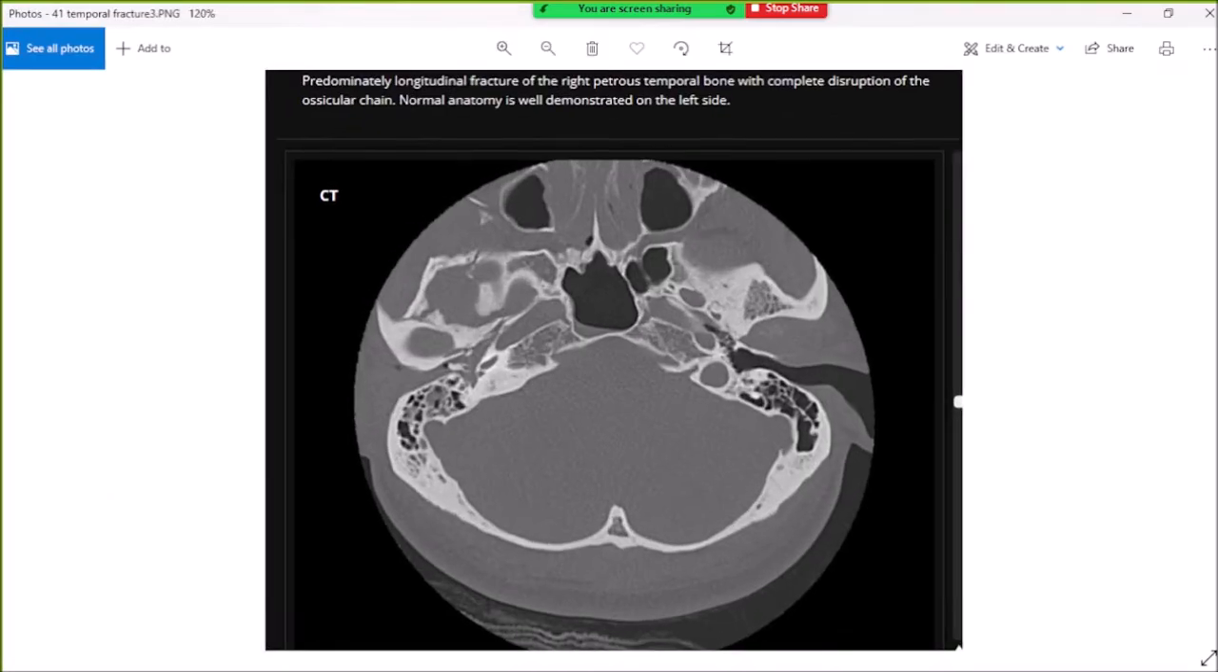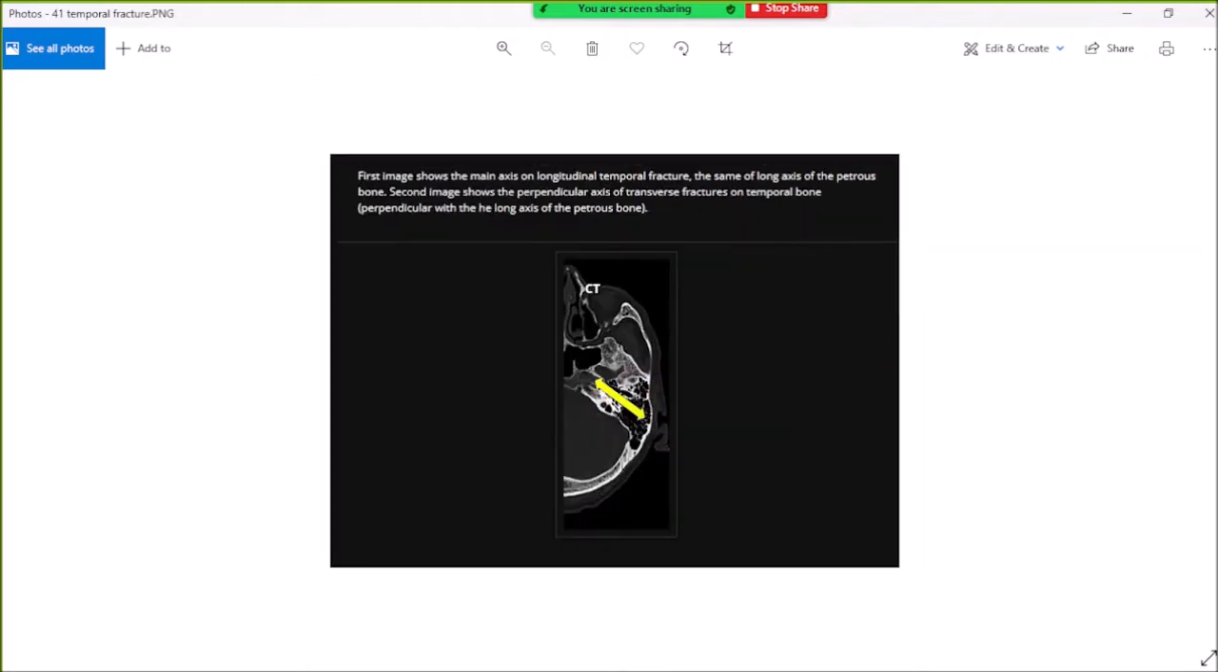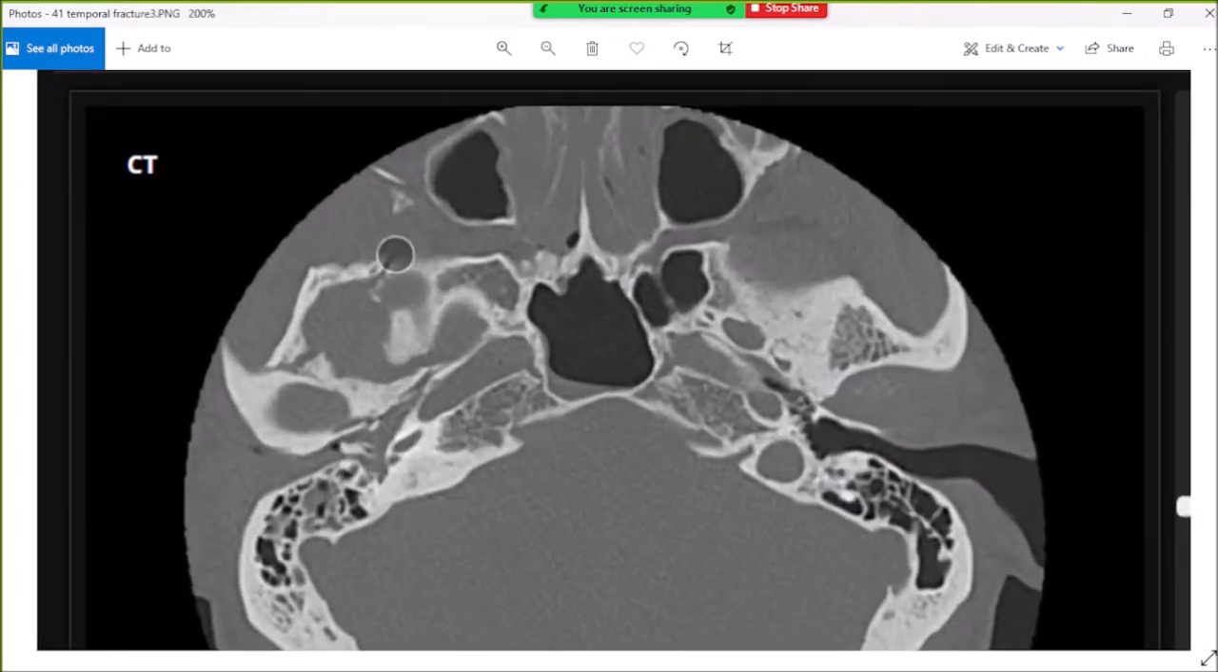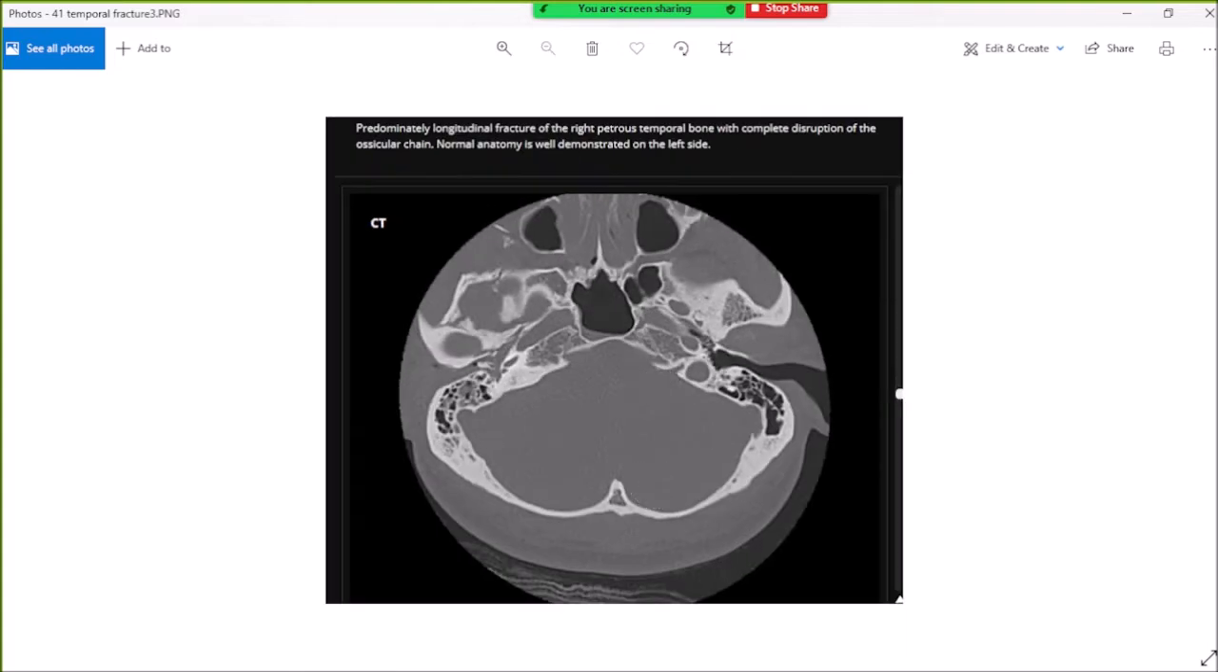Let's look at this longitudinal fracture. Predominantly longitudinal fracture of the right petrous temporal bone. Okay, this is normal. The abnormal one, this is the longitudinal fracture of the right petrous temporal bone. It's over here. There is complete disruption of the ossicular chain, while normal anatomy is well demonstrated on the left side. The normal, and the disruption with fracture of the temporal bone on the right side.